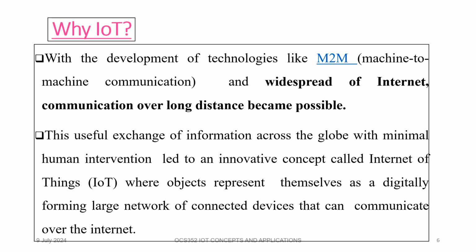Why do we go for IoT? With the development of technologies like machine-to-machine communication and the widespread use of the internet, communication over long distances became possible. This useful exchange of information across the globe with minimal human intervention leads to an innovation concept called Internet of Things, where objects present themselves digitally, forming large networks of connected devices that can communicate over the internet.